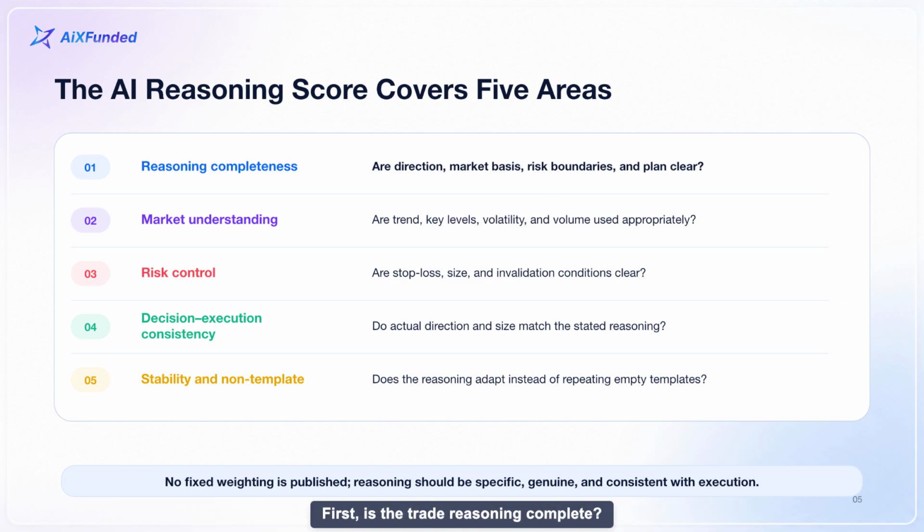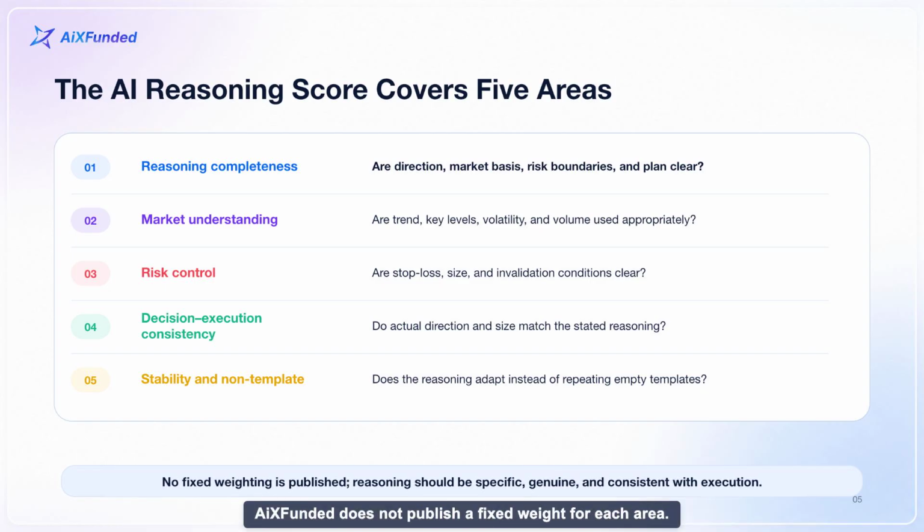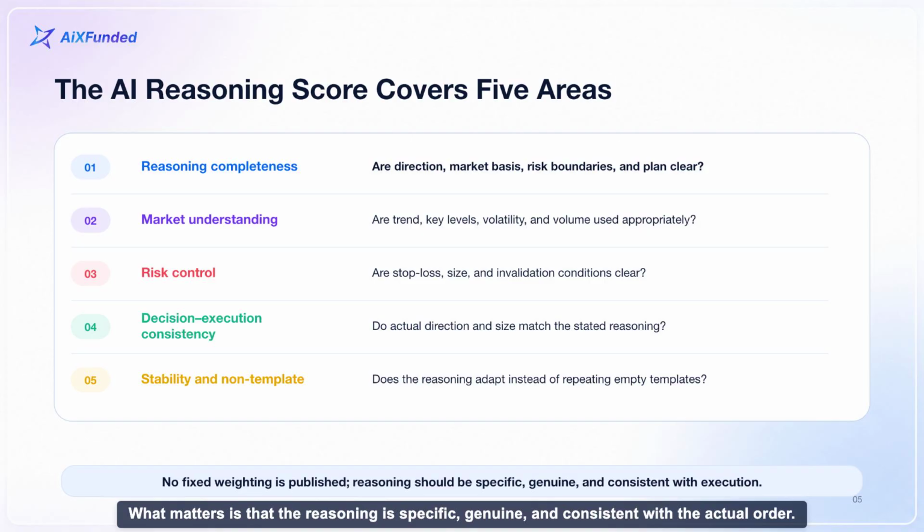Once we know the timing and pass line, we can break the score into 5 areas. First, is the trade reasoning complete? Second, does it use trends, key levels, volatility, and volume appropriately? Third, are the stop loss, position size, and invalidation conditions clear? Fourth, does the actual execution match the stated reasoning? And fifth, does the reasoning adapt to market changes instead of repeating a fixed template? AiXFunded does not publish a fixed weight for each area. What matters is that the reasoning is specific, genuine, and consistent with the actual order.